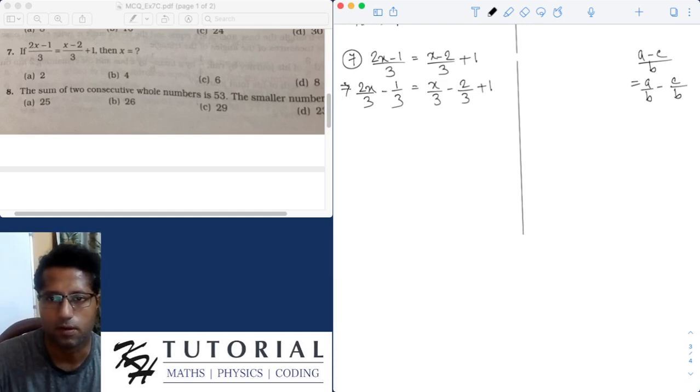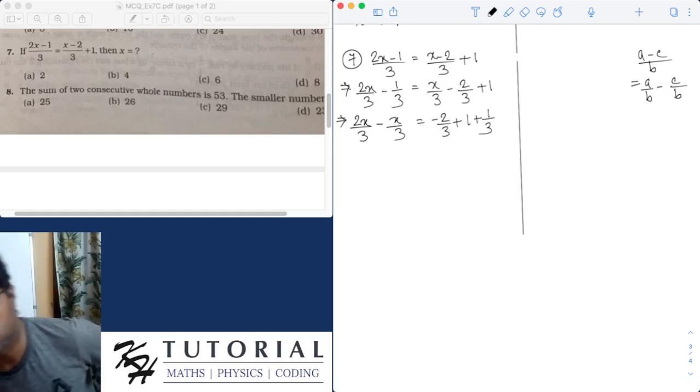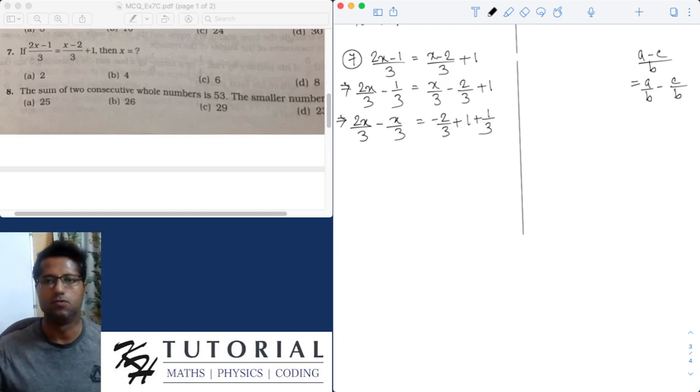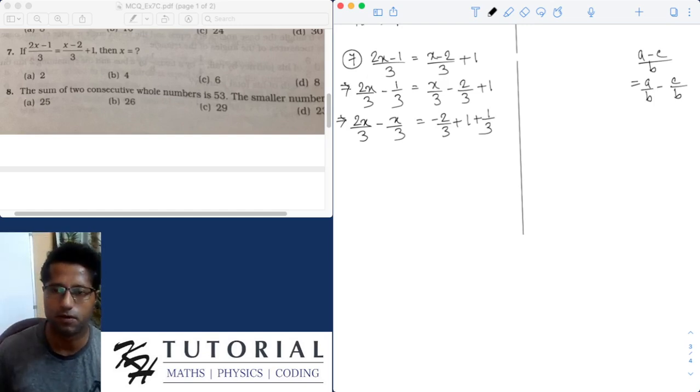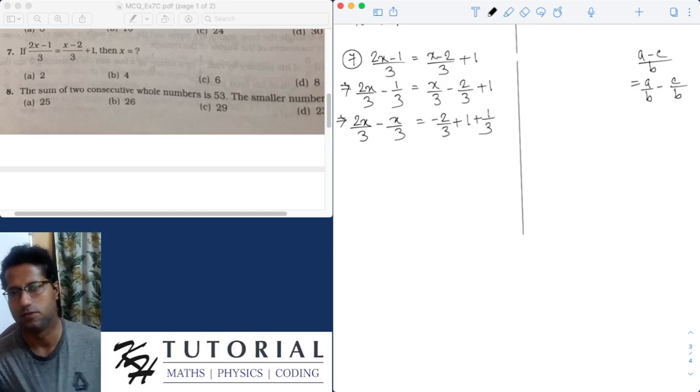Now I will bring all the variable terms, x terms, to the left hand side and all the constant terms to the right hand side, and we get 2x by 3 minus x by 3 equals minus 2 by 3 plus 1 by 3. Now we have to do some addition and subtraction with rational numbers. So only use this method if you are familiar and comfortable with addition and subtraction of rational numbers or fractions or decimals.